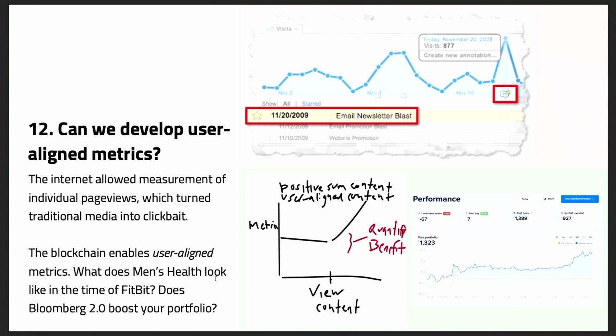And what does men's health look like in the time of Fitbit? Do you start booking more proof of workouts after you view this particular content? What kind of content, what kind of stimulus gets the right response from people now that we can sort of see things like portfolios or NFTs locally? Can we see a quantifiable impact on behavior based on these sort of provable, either an increase in your balance or increase in your NFTs? So basically, it's user-aligned metrics, essentially.